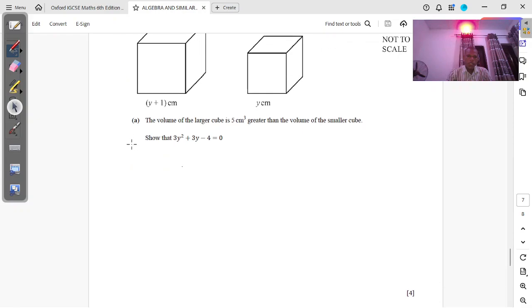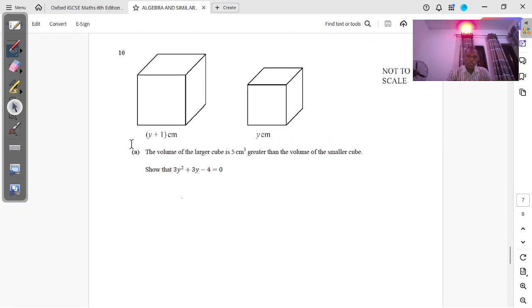Okay, now let's tackle number 10. Number 10 says we are given two cubes. Okay, these are cubes, the larger one and the smaller one. Now the volume of the larger cube is 5 centimeter cube greater than the volume of the smaller cube. Show that 3y squared plus 3y minus 4 equals 0.